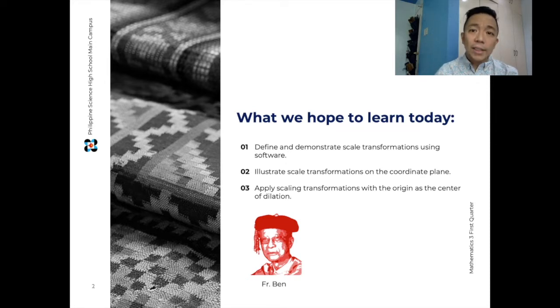Yung tutulong sa atin ngayon ay si Father Ben. It's actually Father Ben Nebres. Isa siyang national scientist for mathematics. I think as of now, siya pa lang yung national scientist natin for mathematics.